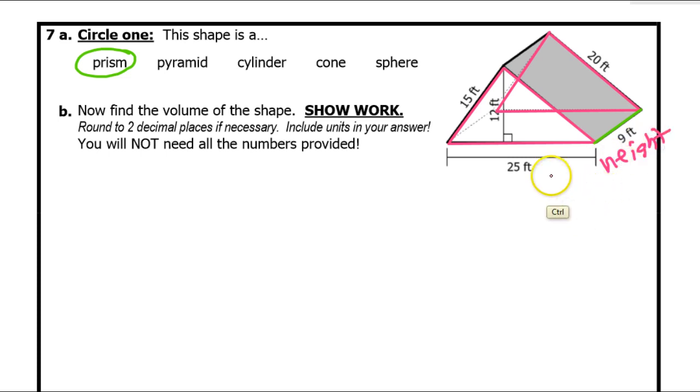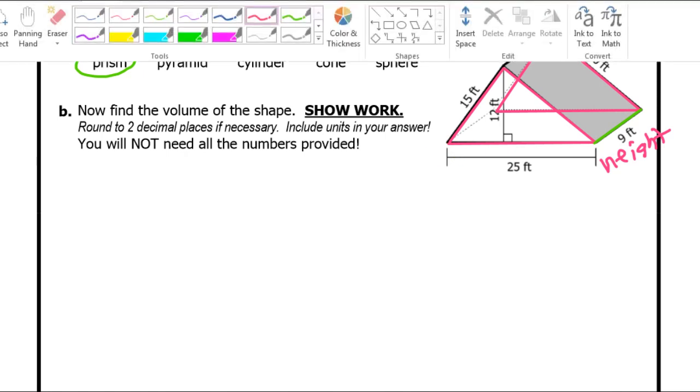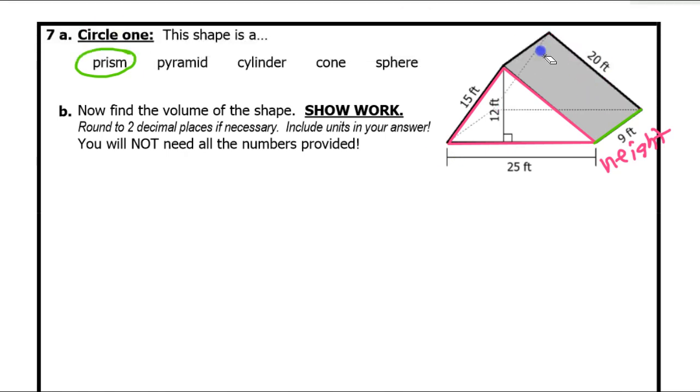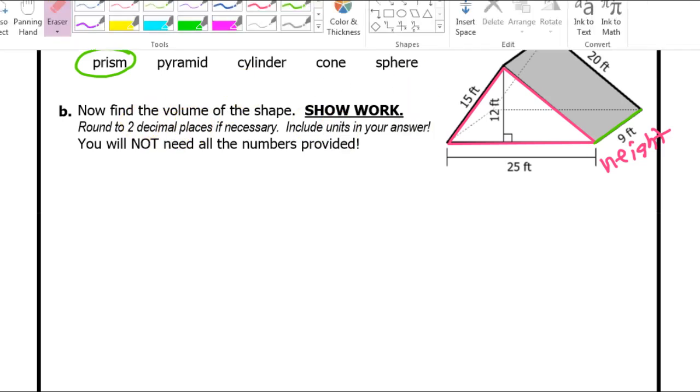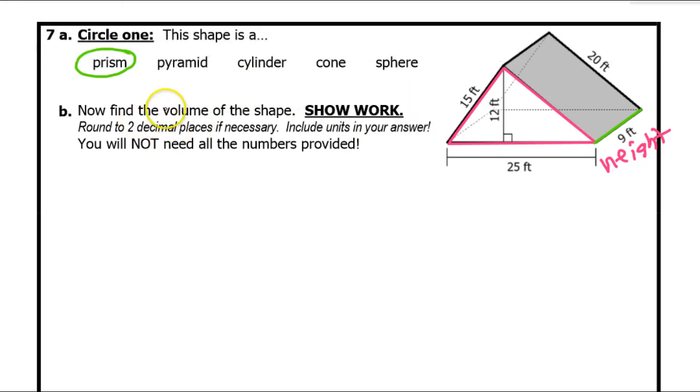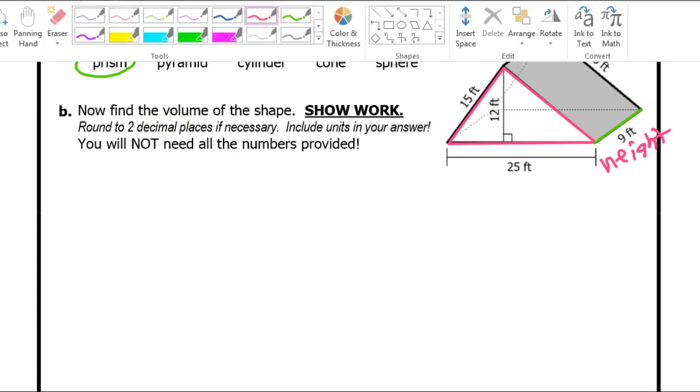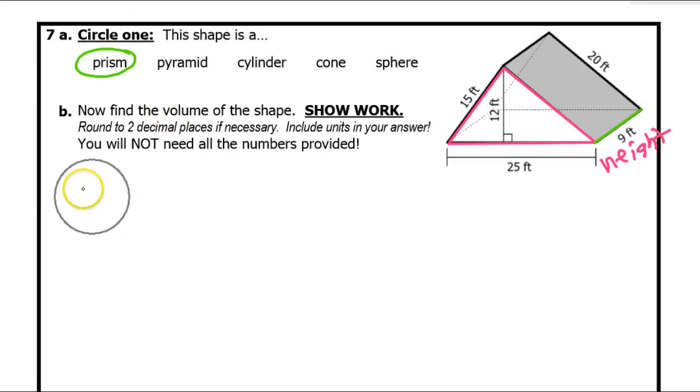Okay, so keep that in mind. This 12 is the height of the triangle, but 9 is the height of the prism. Okay, so that's good enough. I think I'm going to erase these lines. So, how do I find the volume of a prism? Let's start by writing the formula for the volume of a prism.